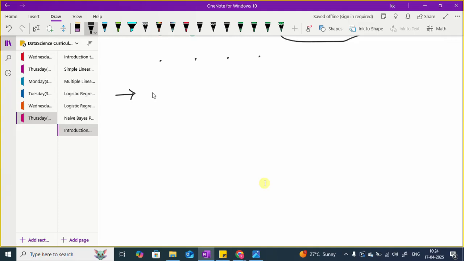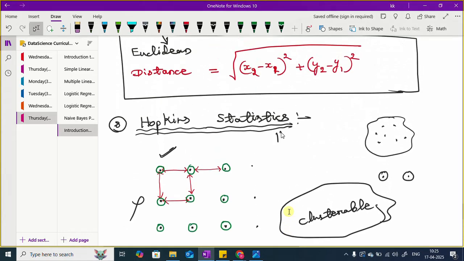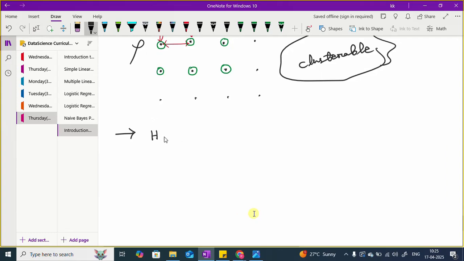How? There are three different scenarios. Hopkins statistics, denoted by capital H. If my capital H value is equal to 1, then it is clusterable. Clusterable means we can make it cluster.